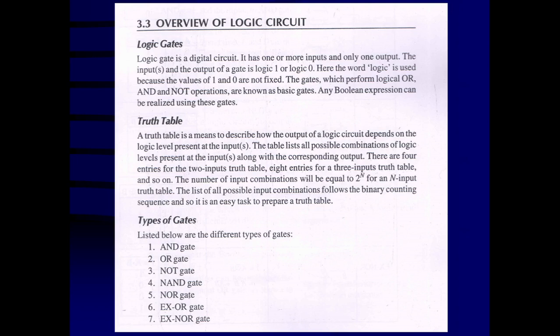Here the word logic is used because the values of 1 and 0 are not fixed. Corresponding to logic 0, normally we put 0 volt. Corresponding to 1, if it is a TTL gate, it is going to be plus 5 volt, and if it is CMOS, then corresponding to 1, it will be plus 10 volt. That means corresponding to 1 and 0, the voltages are not fixed. That's why they are called logic variables.